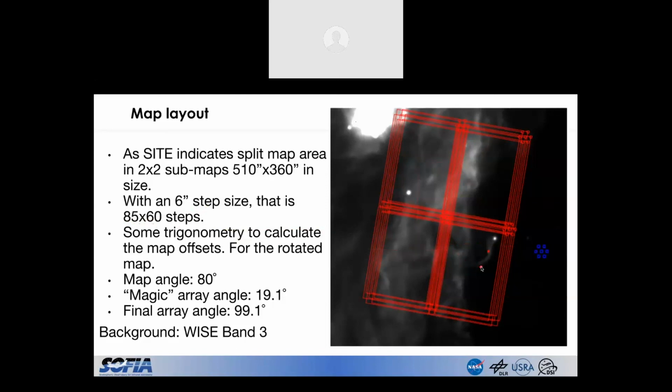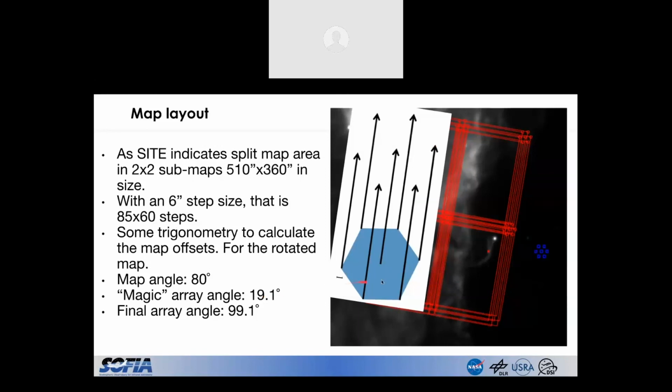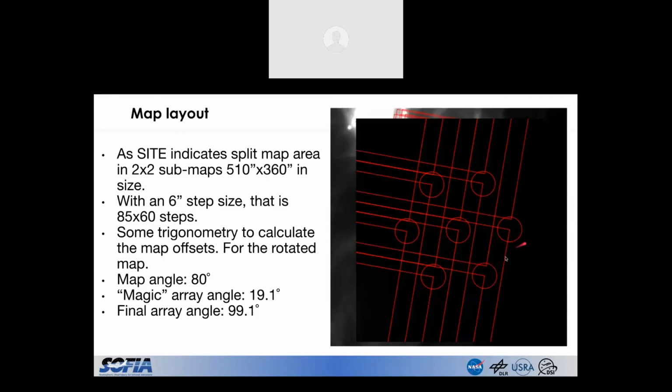You need some trigonometry to get the offsets for all the 4 quadrants. As I mentioned, we want to have the map layout along the line here, so you can choose a map angle that creates this slanted scan direction. There's a magic array angle, illustrated here also from the handbook, of 19.1 degrees. When you turn the array by 19.1 degrees, each pixel scans along a line, and all the lines are equidistant. You can see that here in the visualization. I zoom in here, all these pixels match and map edges here are equidistant.